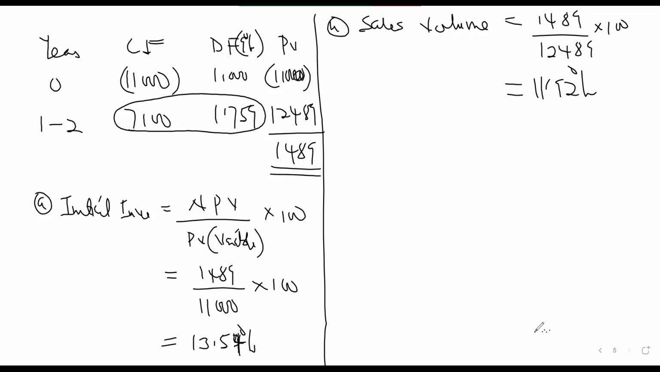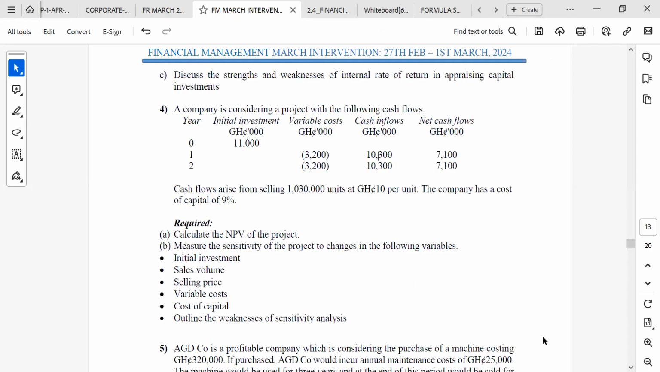Let's go to the third one. A question, please. Initially, when I was going through the sales volume, I thought of using the cash flow that arises from selling the unit.